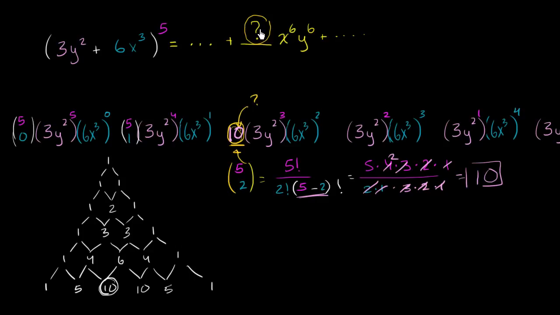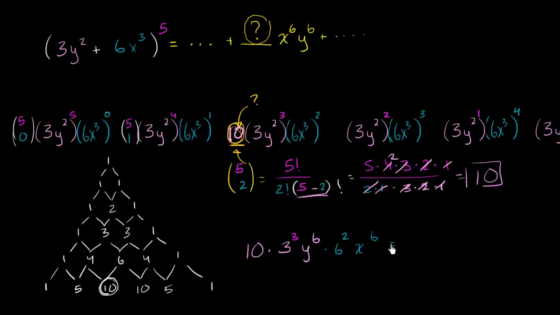But now let's try to answer our original question. What are we multiplying times x to the 6th, y to the 6th? Now we just have to rewrite this expression. It's going to be 10 times 3 to the third power, times y squared to the third power, which is y to the 6th power, times 6 squared, times x to the third squared, which is x to the 3 times 2, or x to the 6th.